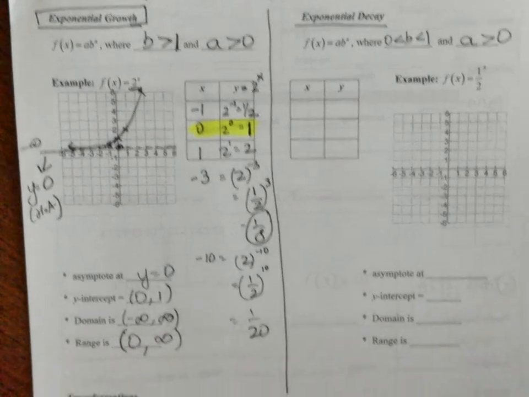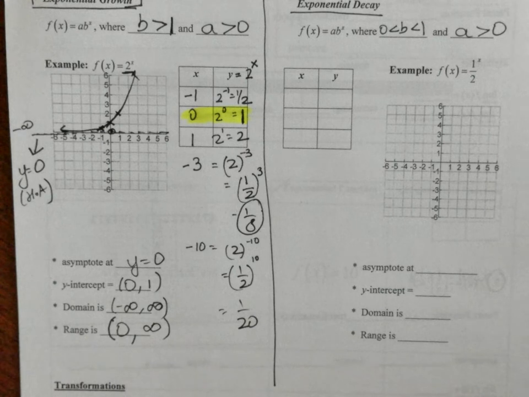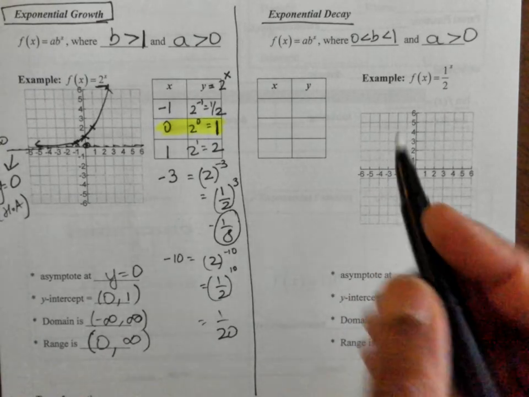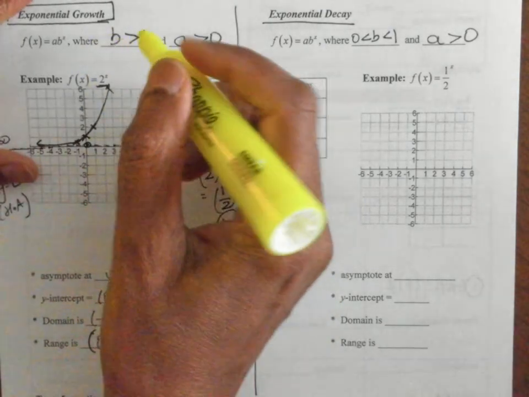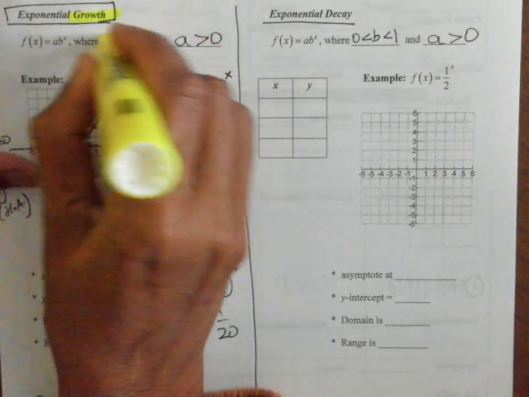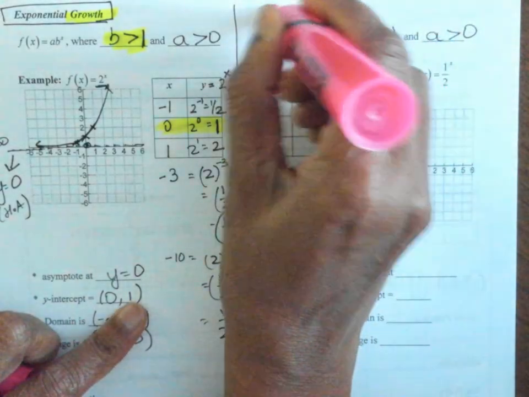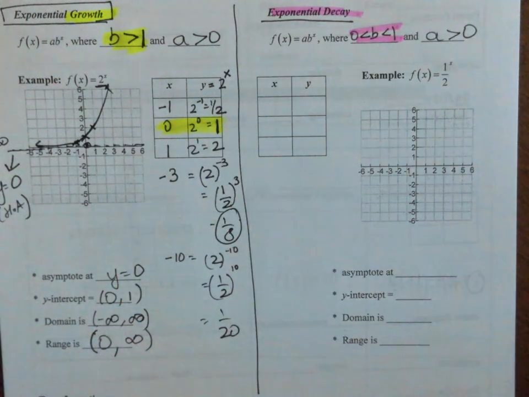Everybody good? Okay, so that's your basic exponential growth. Okay, let's look at decay. When does a function become a decay? This is the difference: for exponential growth, the base is greater than 1, and for exponential decay, the base is less than 1, but it has to be greater than 0. We don't have a negative number as a base. So it is still greater than 0, but it's less than 1. That means it's a fraction.